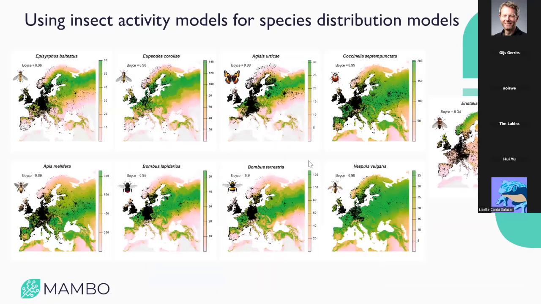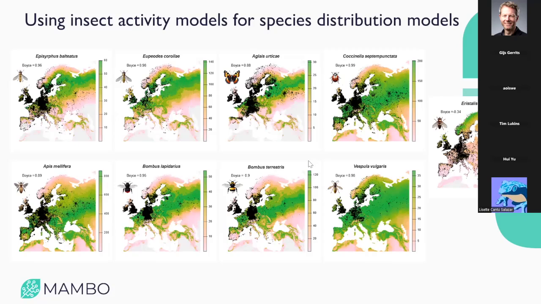These activity models then have been used to model the species activity over different climatic ranges, and to test whether the resulting species distribution models are aligning with the actual occurrence of the species. We downloaded GBIF data, which you can see as the black dots, and calculated the Boyce index, which is a metric to evaluate model performance of species distribution models.